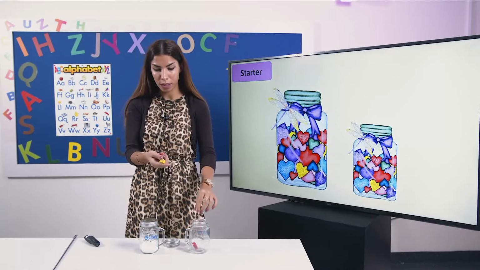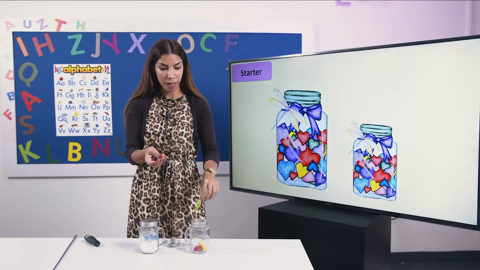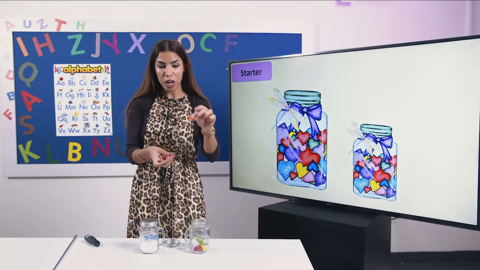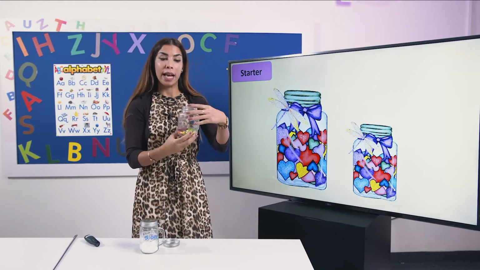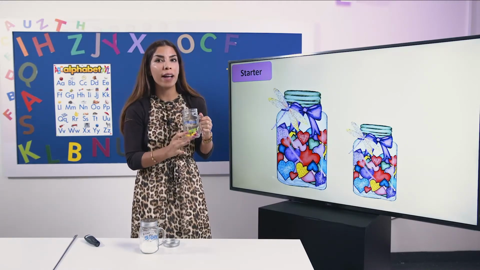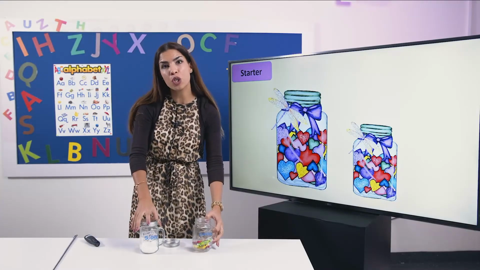1, 2, 3, 4, and 5. So, in this jar, I have 5 candies. Okay, let us now check the sugar.